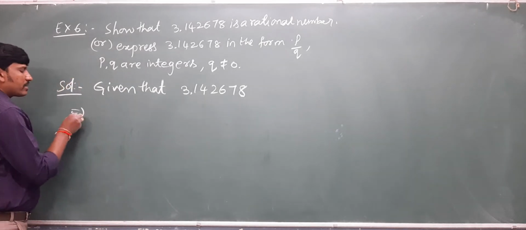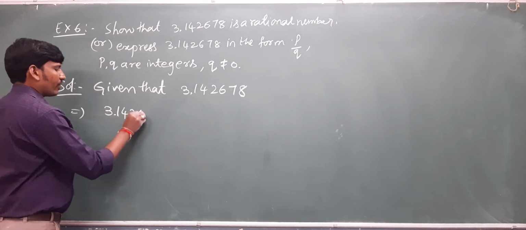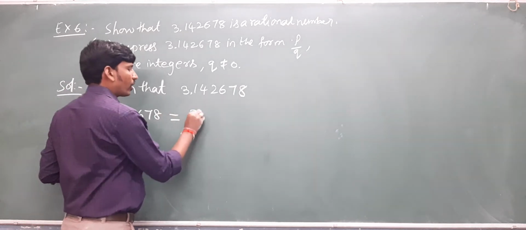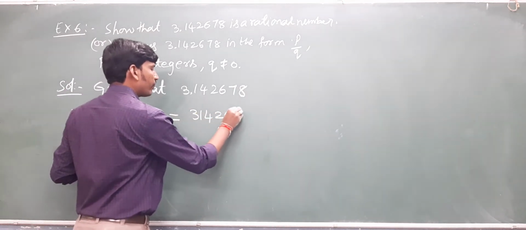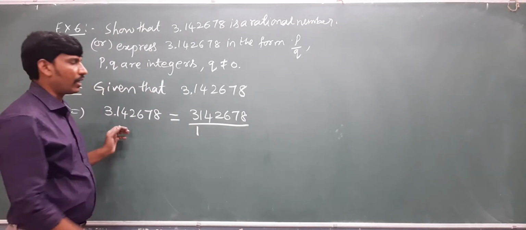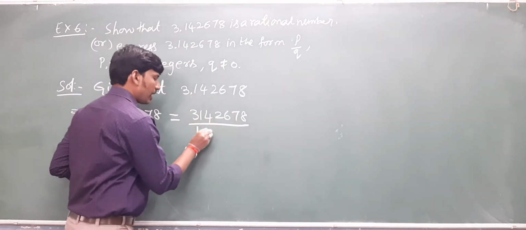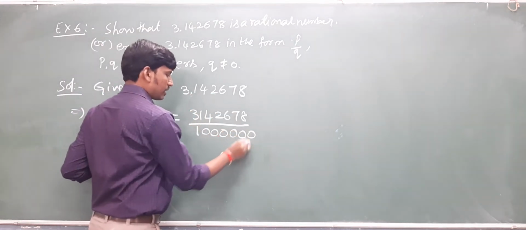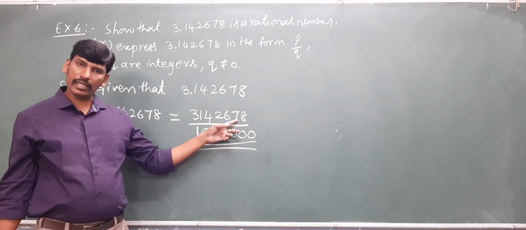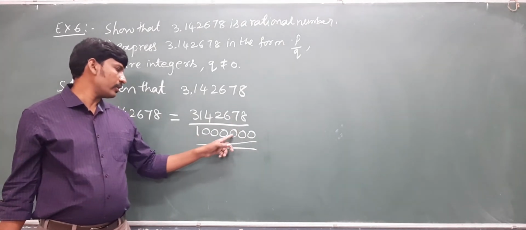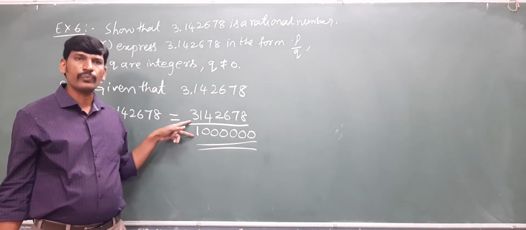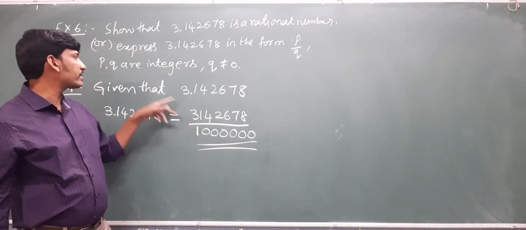So 3.142678 can be written, removing the decimal point, as the total number 3142678 divided by 1 followed by zeros for the places after the decimal: 1, 2, 3, 4, 5, 6. So there are 6 zeros. Now observe here: 3142678 is an integer, divided by 10 lakhs. Both are positive integers. Does this number satisfy the condition or not?